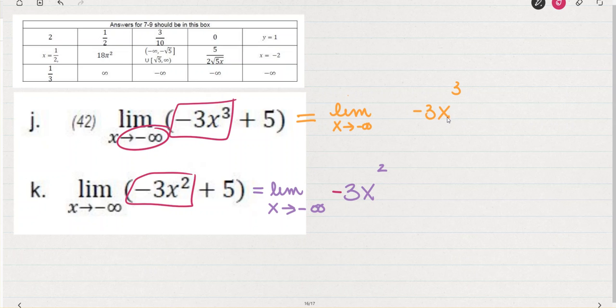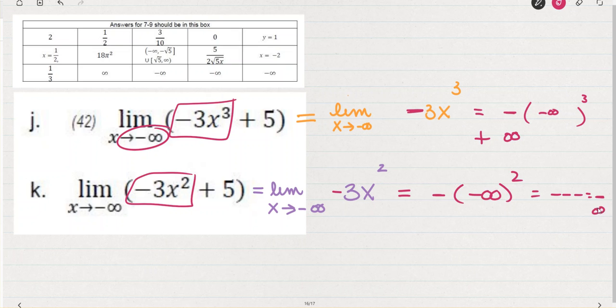As we replace the x with a negative infinity and we cube that, it's going to be negative, right? So we have this negative out in front, and then that negative infinity cubed gives us a total of 4 negatives, so we get a positive infinity. And then here we get a negative, and then 2 negatives, so a negative infinity. That's J and K.